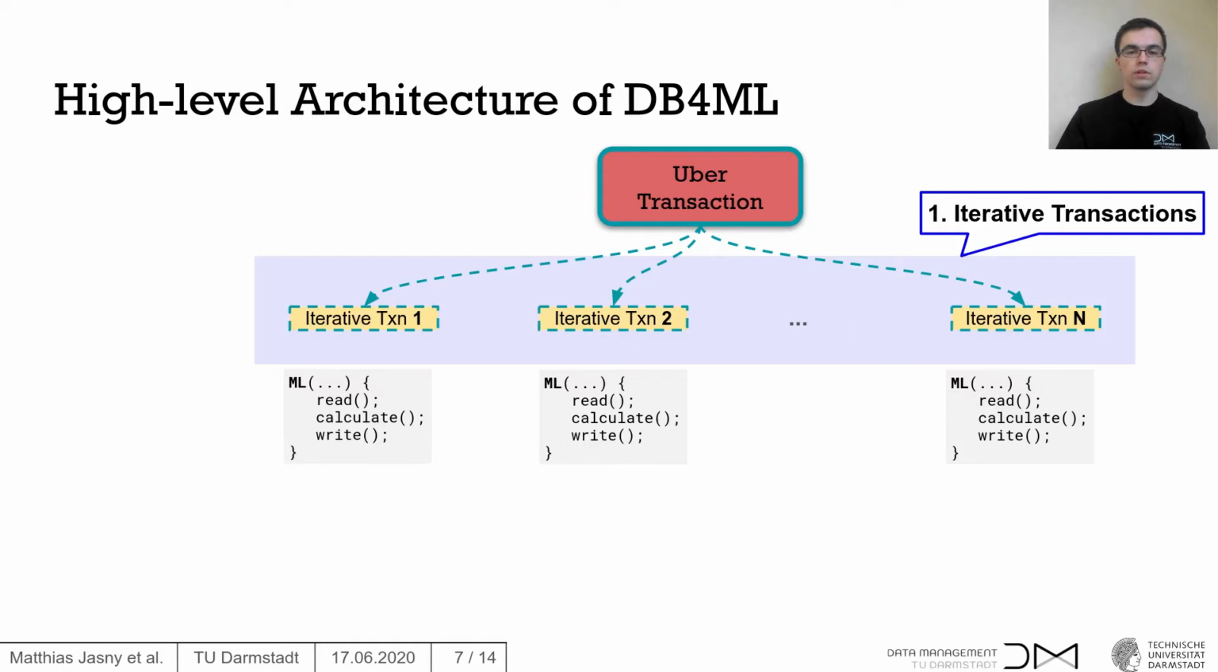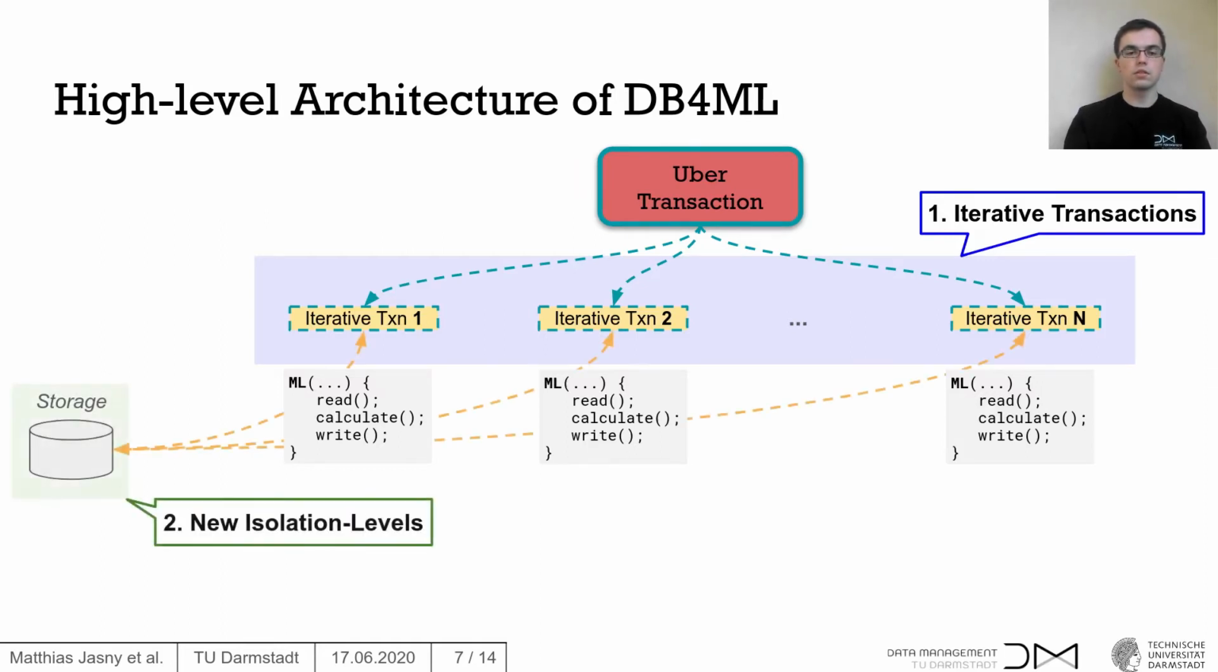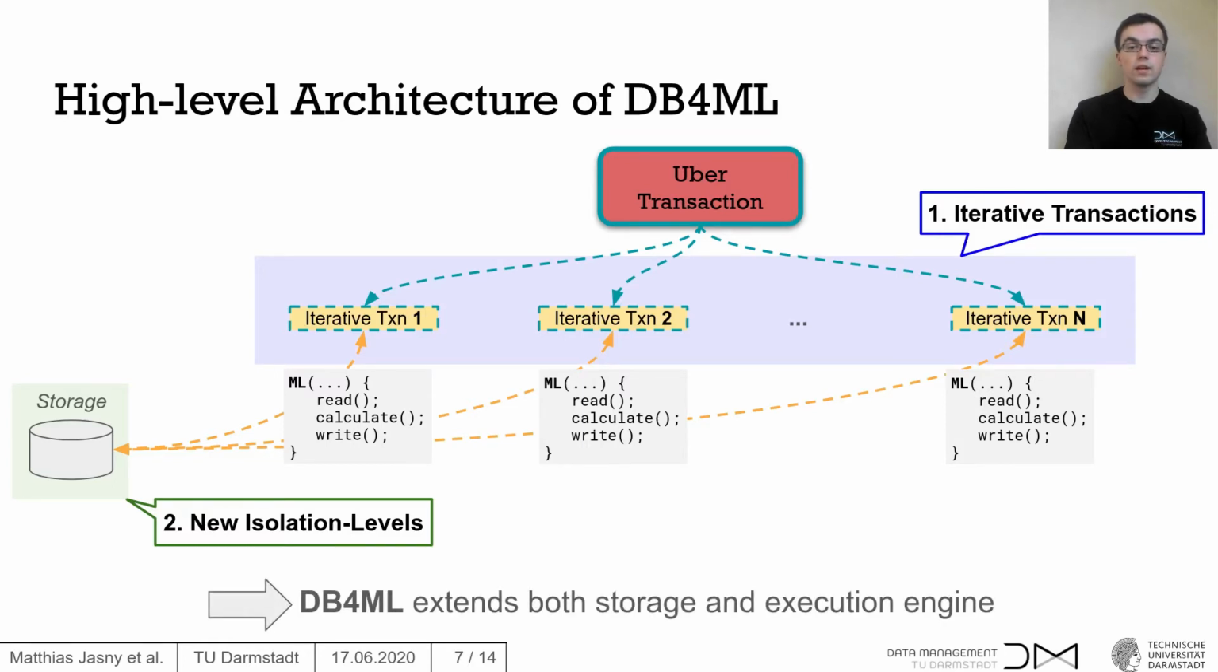This is all done in parallel, and data access to the storage by the iterative transactions is coordinated by the newly proposed isolation levels. So DB4ML extends only the storage and execution engine of the database and leaves the rest untouched.